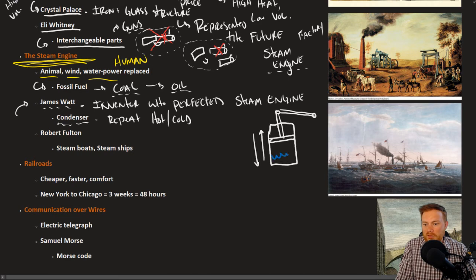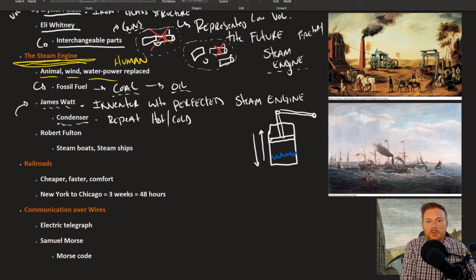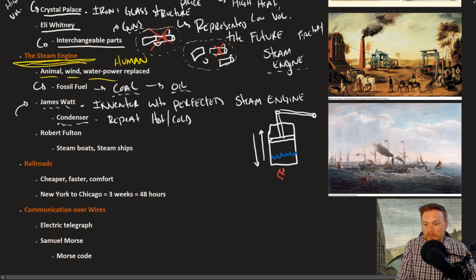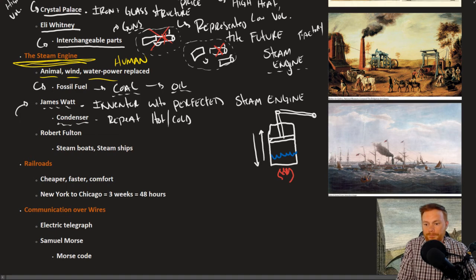So you might have something like water in here. Below you have a fire, right? And we might want to give our steam engine something like this, right? And the idea is that as the heat builds up, steam comes off and pressure builds up. Once that pressure is released, the piston goes up. Once it cools back down, the piston goes back down.